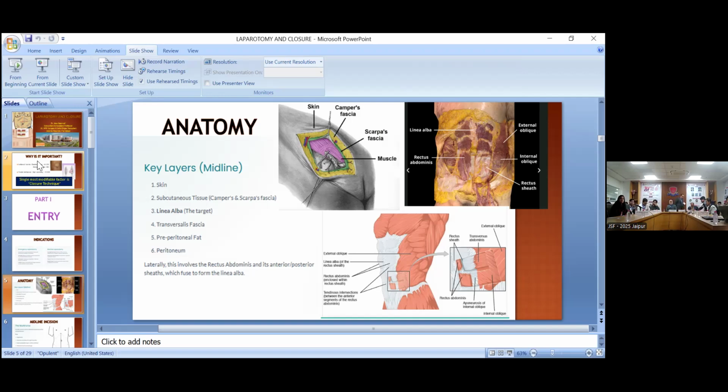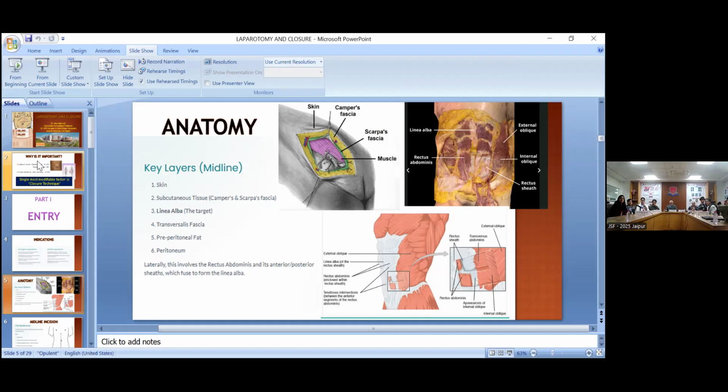So the key layers that we see in the midline are first and foremost the skin, followed by the subcutaneous fascia, which is further divided into the Camper's and the Scarpa's fascia. In the midline, we have the fusion of the fascias that form the linea alba, and that is the target when we are doing a midline laparotomy.